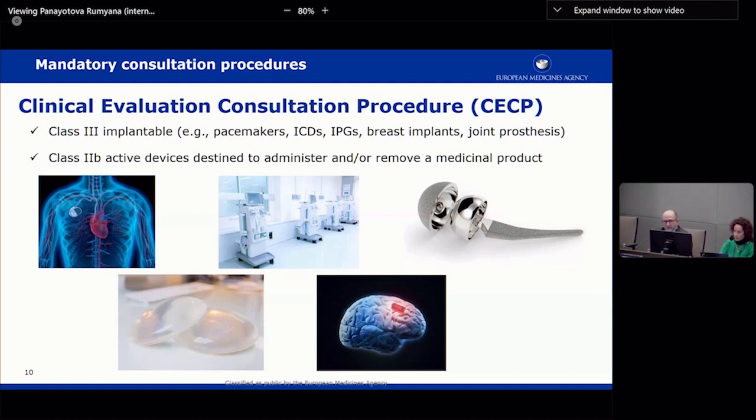medicinal products. Whereas for the class 3 implantable medical devices, we have a lot of implantable active medical devices for cardiology, for instance, as are pacemakers, ICDs, implantable cardioverter defibrillators, IPGs, implantable pulse generators, or commonly also called neurostimulators, for instance, if they are used in the neurological setting. Breast implants, it's a special category of implants that was promoted to class 3, as were the joint prosthetics.